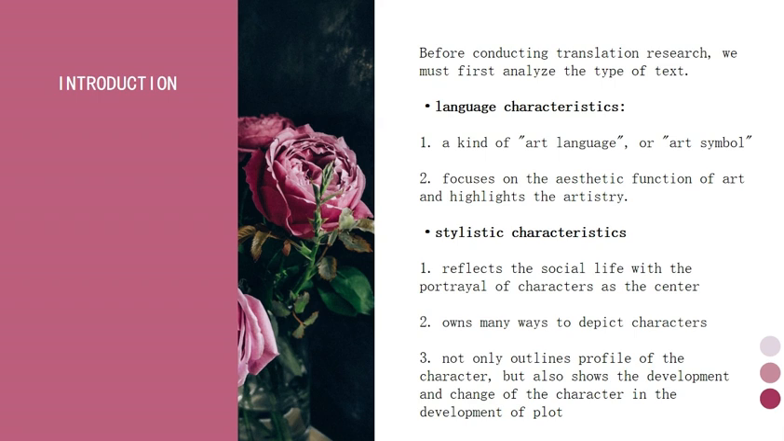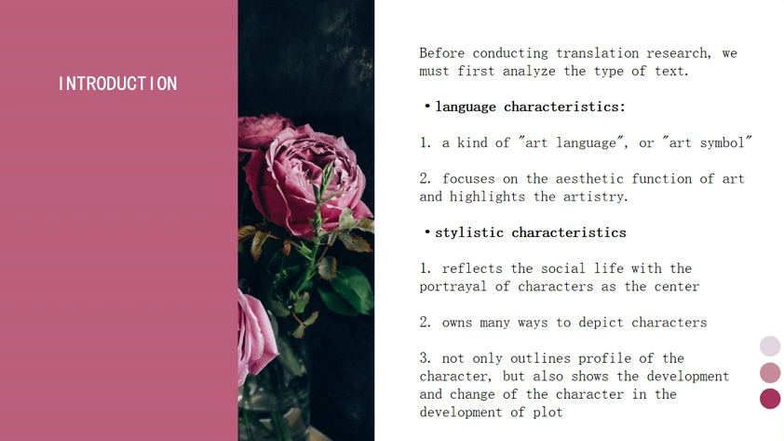We can all see that everyday language has been adopted in literary works. The same word can be used in everyday speech as well as in literary texts. However, everyday language is characterized by its simplicity and clarity. Literary language, on the other hand, focuses on the aesthetic function of art and highlights the artistry. Another one lies in its stylistic features.